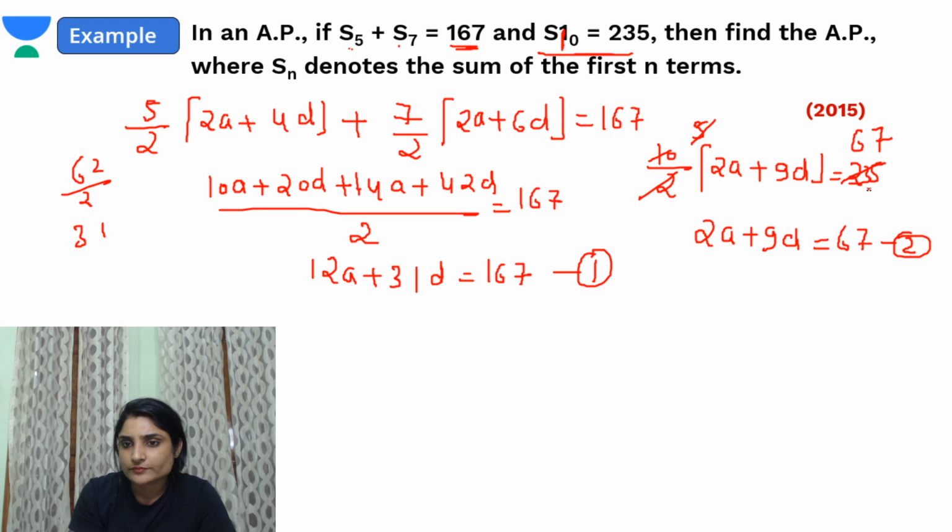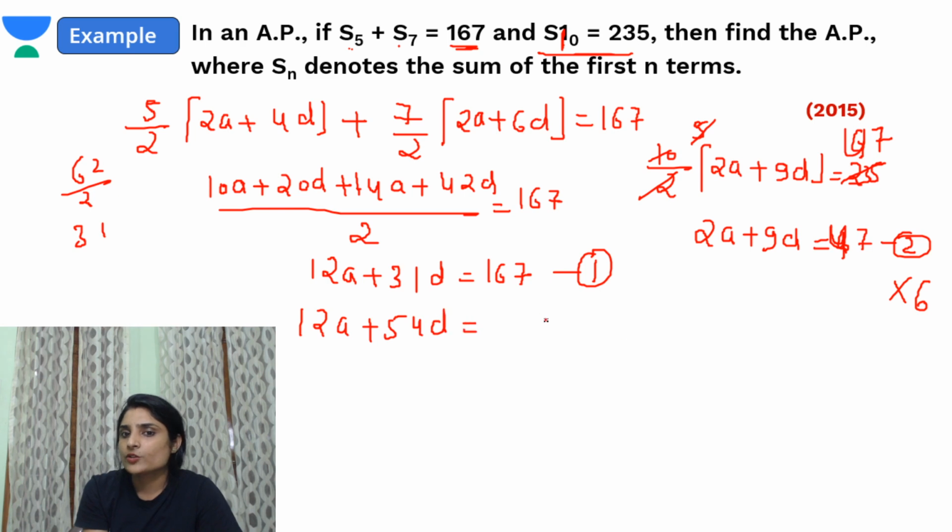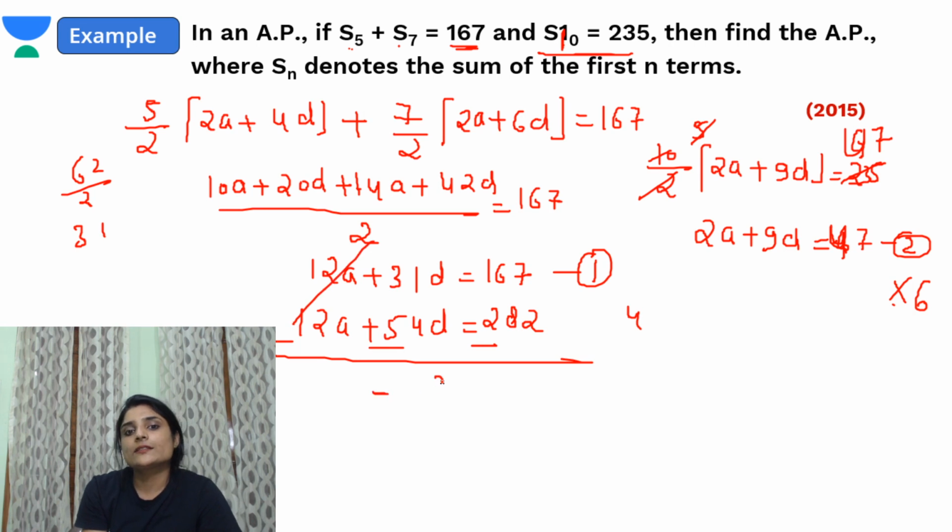So this will be, I think, 47. This will be your 47. So just multiply this by 6. You will be getting 12A plus 54D. You can calculate that. This will be 1, so you can subtract them. This will get cancelled. This will be 23D minus, and it will be how much? It will be 115, is it?